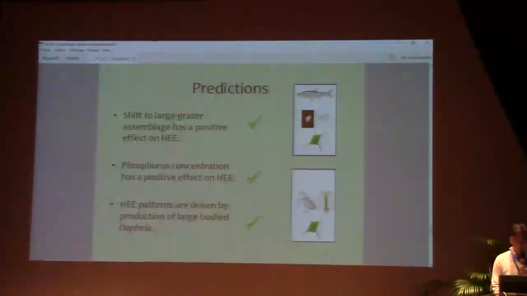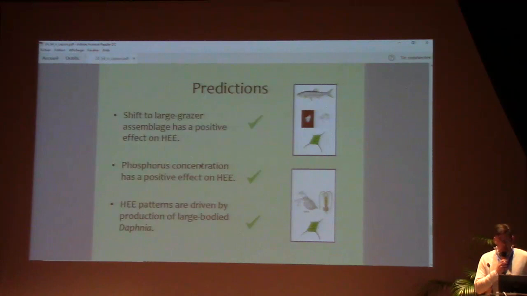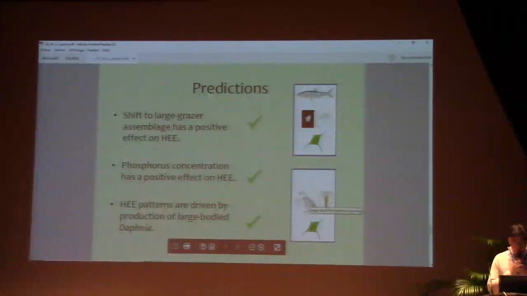However, we could only test this for relatively high concentration of phosphorus because we didn't have the condition with low concentration of phosphorus in this community at the same time in the lake. The second prediction was that phosphorus concentration had a positive effect on herbivore efficiency. And again, although this could only be tested for the large grazer assemblage, the results supported this prediction: we saw that there was a positive relationship between herbivore efficiency and phosphorus concentration.